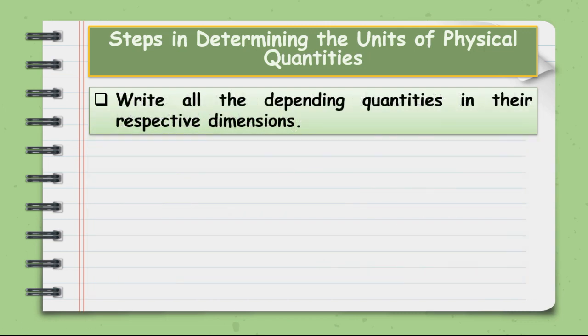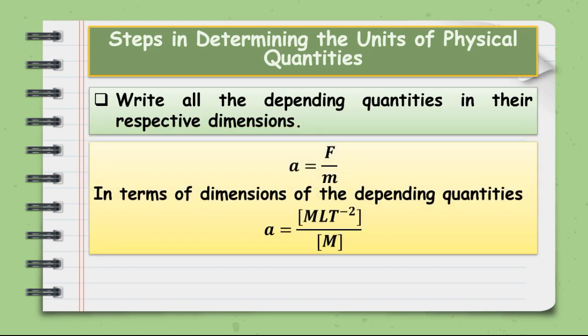The second step said, you then write the dependent quantities in their respective dimensions. By that, it means because we are looking for the unit of acceleration a, and that has the formula force over mass, we then convert the dependent quantities, force and mass, into their dimensions. That of the force is MLT exponent minus 2, and that of the mass is a capital M. So that is a brief description of the second step.